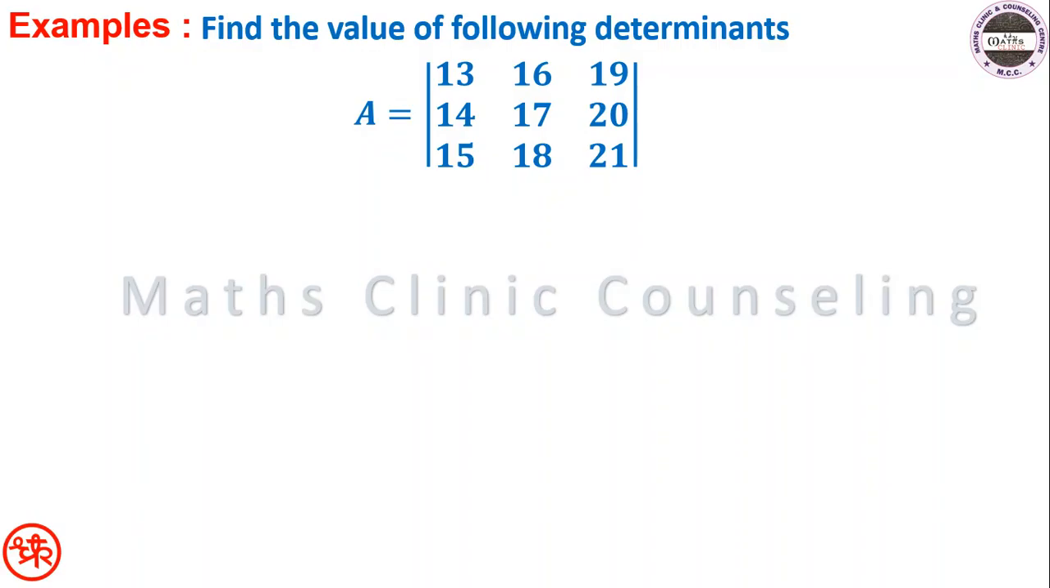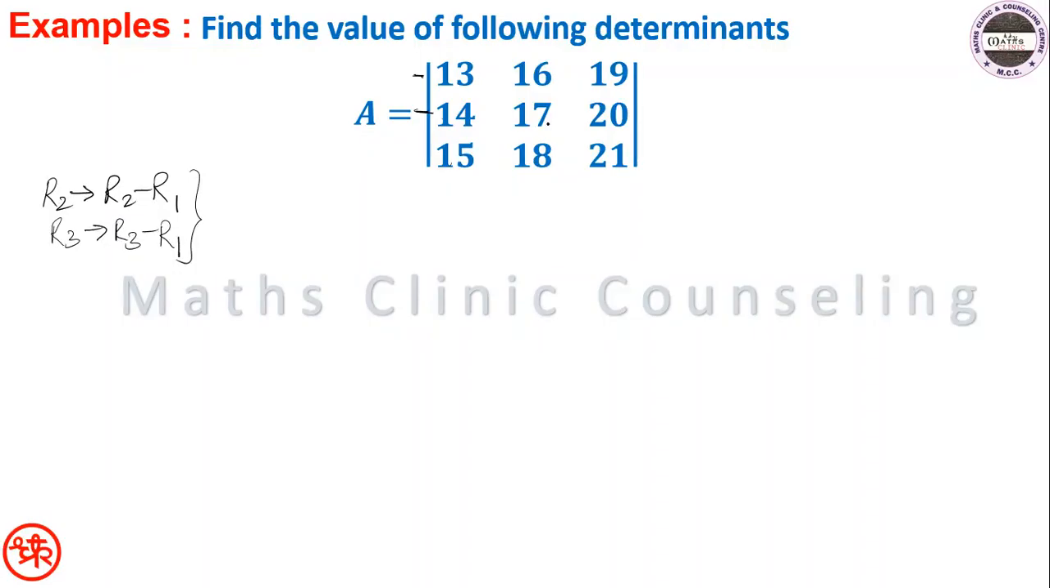So let us see. In this, if we do R2 goes to R2 minus R1, so what will happen? R2 minus R1: 14 minus 13, 17 minus 16, 20 minus 19, that is 1, so smaller numbers have come. Similarly, R3 goes to R3 minus R1, we did.